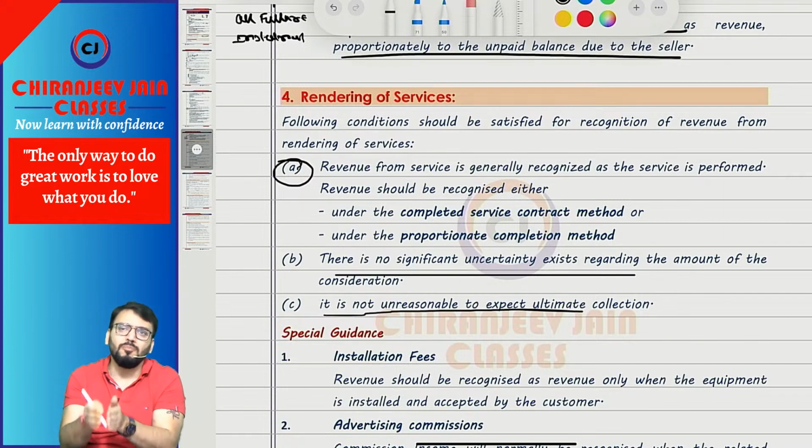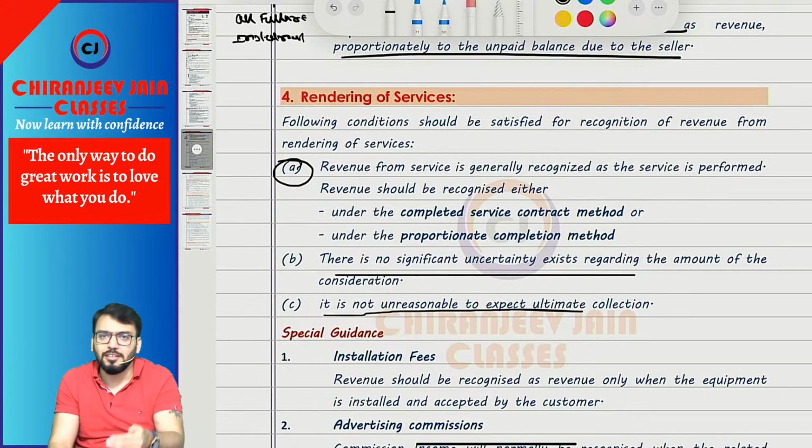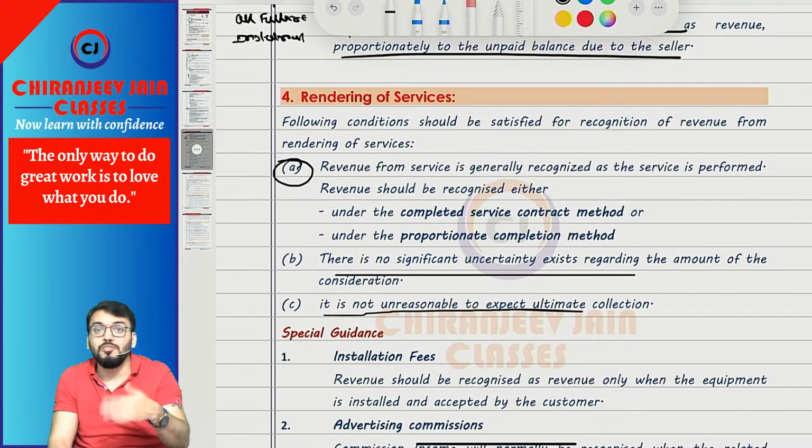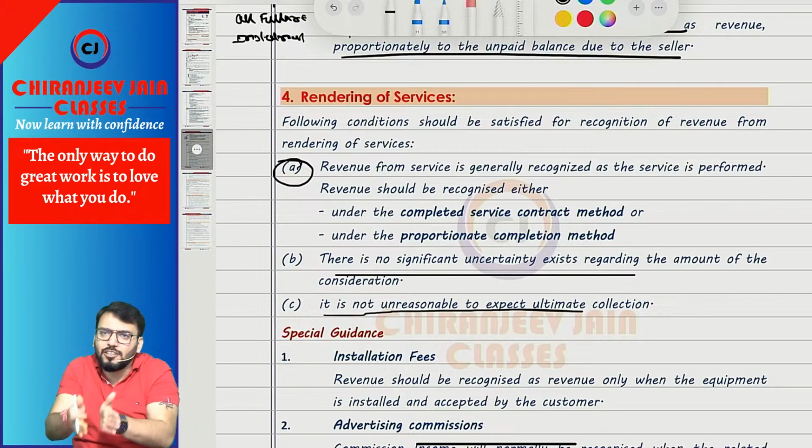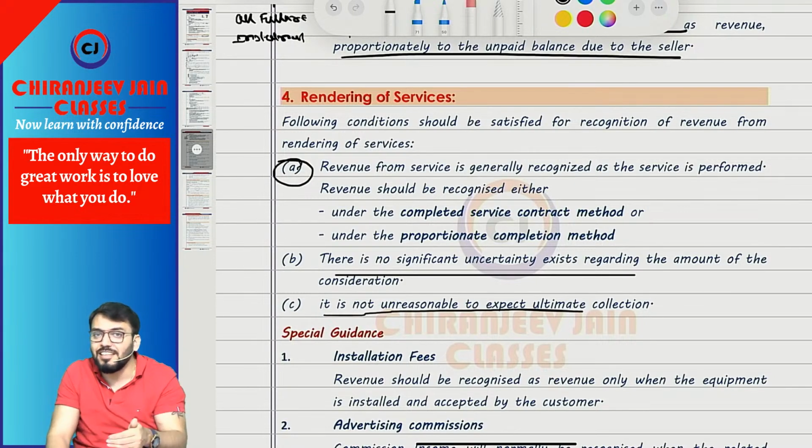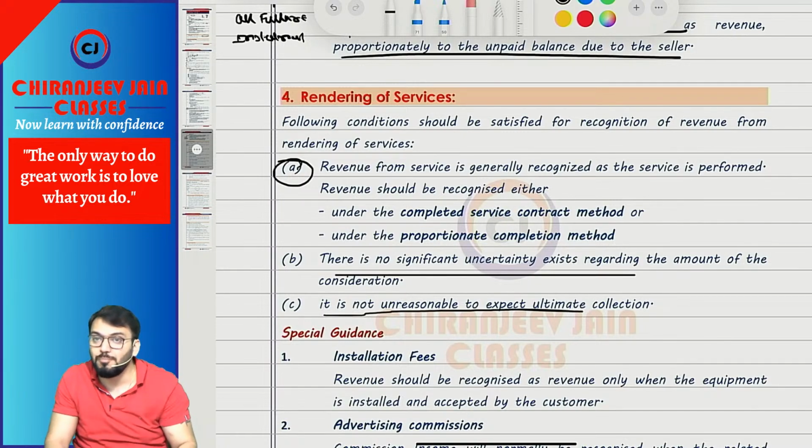Now service can be performed in two ways. Either the service might have multiple acts, or it may have only a single act. Single act means revenue should be recognized only once the entire act is completed. So normally we use the completed service contract method. But if it has multiple acts, act 1, act 2, act 3, act 4, in that case, can I say we should recognize revenue as and when the proportionate act has been performed? The act which has been performed, we should recognize the revenue to that extent. So we use the proportionate completion method.